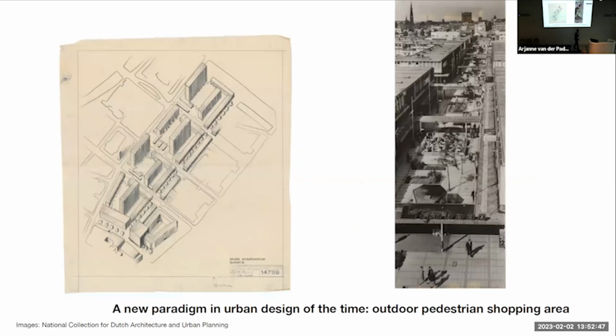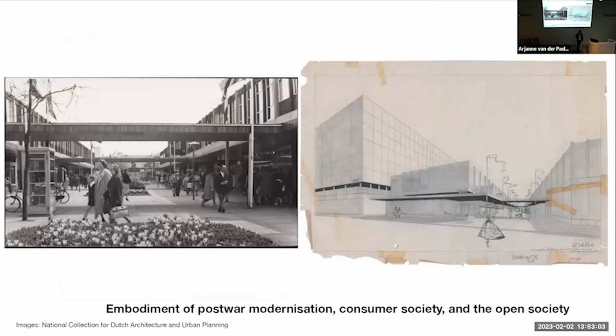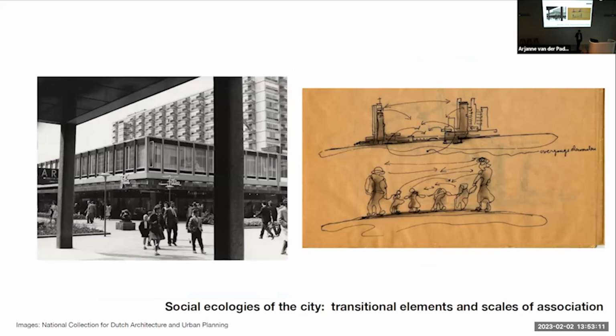We chose the Lijnbaan because it was already a first shift in the paradigm of urban design, in the sense that it was the first outdoor pedestrian shopping area. So it's a pedestrian street. It's a shift from car-oriented mobility towards pedestrian mobility. And also it embodied ideas of open society, consumer society, welfare state, and also the idea of social ecologies of the city. So it comes out of the ideas of Team 10 and Bakema about transitional elements and the scales of association between humans and buildings.